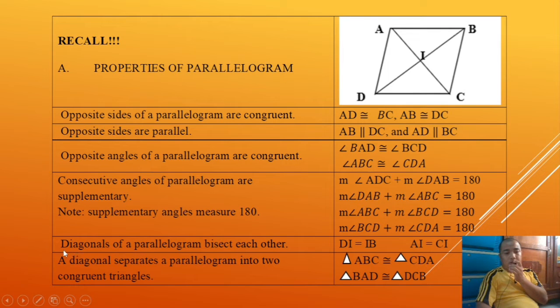And we have here also, a diagonal separates a parallelogram into two congruent triangles. If we have the diagonal AC, there are two congruent triangles, ADC and ABC. Triangle ADC is congruent to triangle ABC. And for the diagonal BD, we have also two congruent triangles, triangle BAD and triangle BCD.